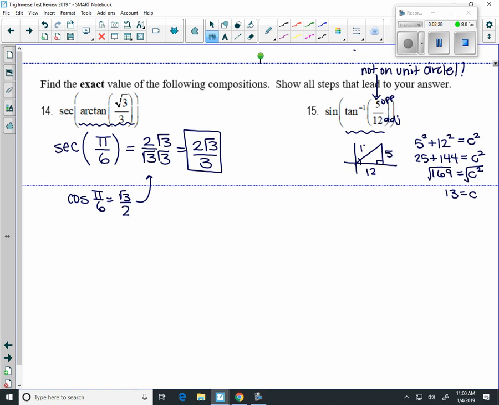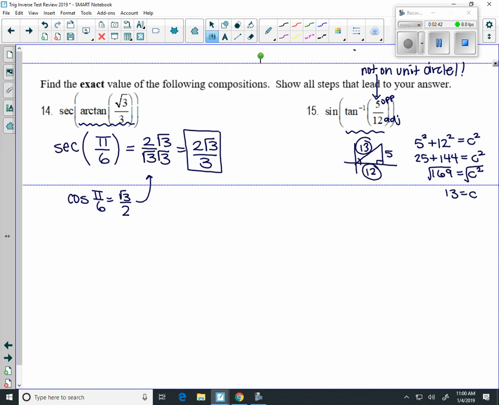This is a special right triangle that you should probably have memorized. If you don't, then you just need to do the little math. I won't give you anything more than 13 or 14. 14 is 196 to do without a calculator. So here, sine is opposite over hypotenuse.